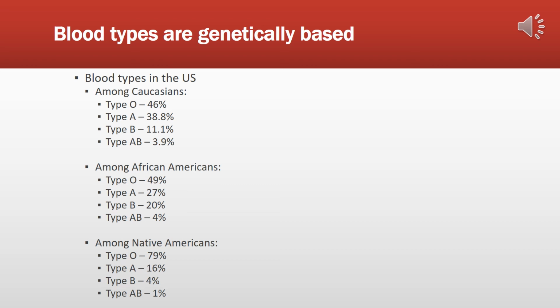So here you can see that no matter the race, O is generally the most common, and AB is generally the rarest. And like I said, blood type is genetically based, but it's not really racially based because it varies so much within races.